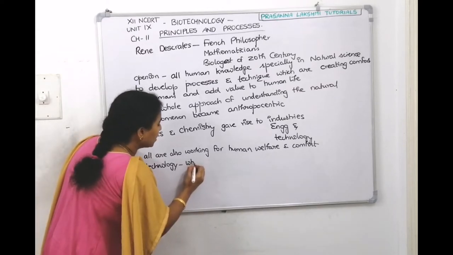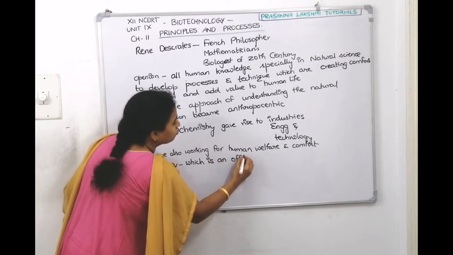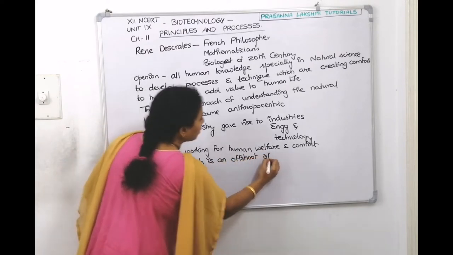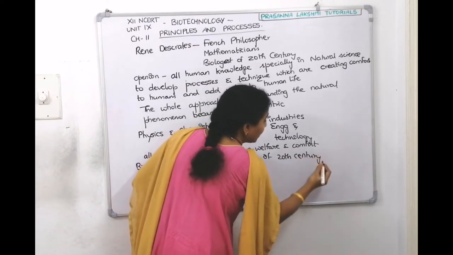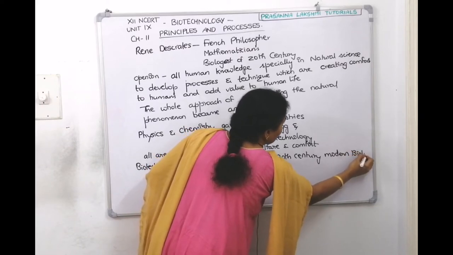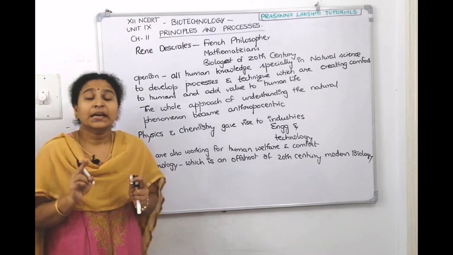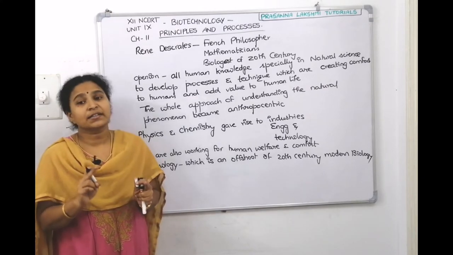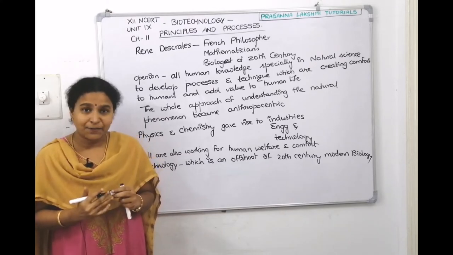Biotechnology, children, what is it? It is an offshoot of what? 20th century modern biology, right? Even if you go with the recent science, which is biotechnology, it is an offshoot of 20th century modern biology. So this has also changed our daily life, right?